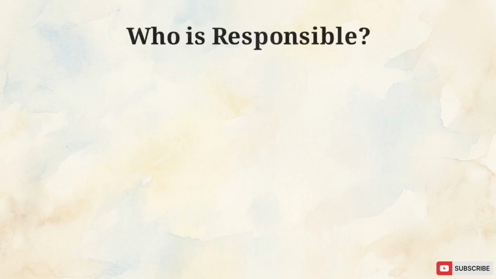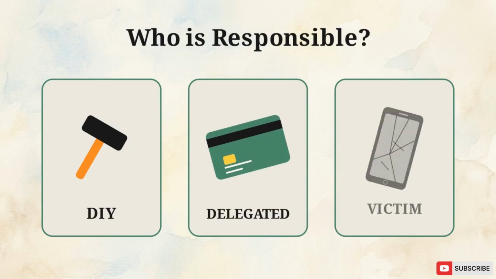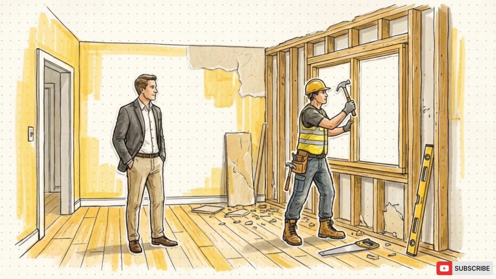Being able to use this structure correctly means you can distinguish between what you did yourself, what you paid for, and what simply happened to you. It's a practical tool for being exact about who is actually responsible for the physical changes in your life.